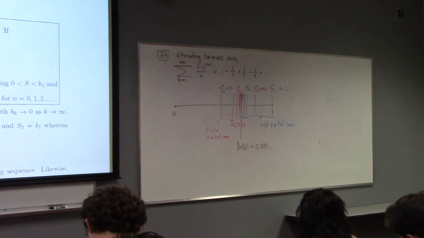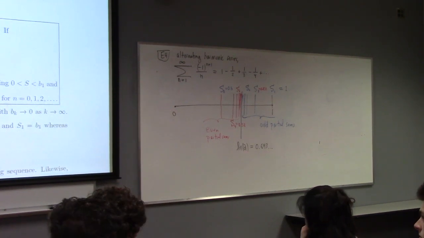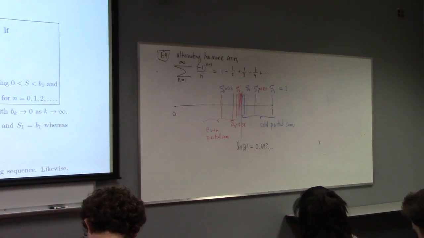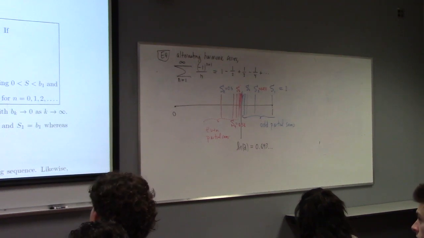So here's the setup. Suppose you've got positive terms, and they're being multiplied by a plus or minus factor, right? So like you've got b1 minus b2 plus b3 minus b4 and so forth.